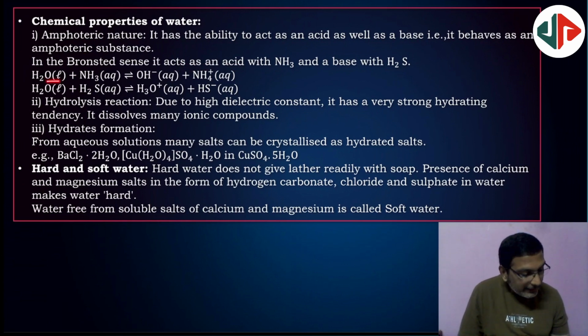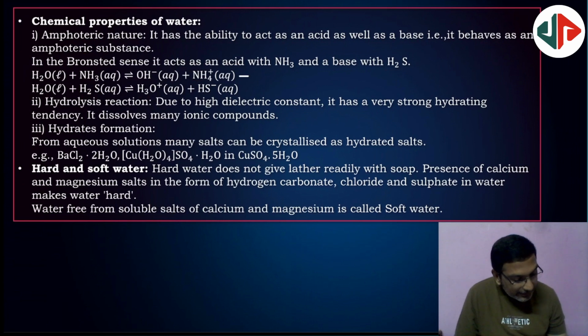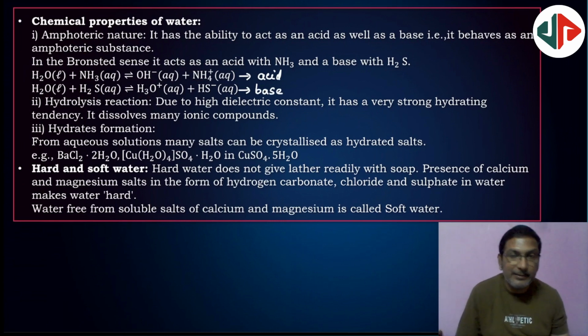So this is the equation. H2O reacts with NH3. Here it acts as an H plus donor and forms OH minus and NH4 plus. Next, H2O plus H2S: it can accept a proton. So in the first reaction it acts as an acid, and in the second reaction it acts as a base. Bronsted acid, Bronsted base.